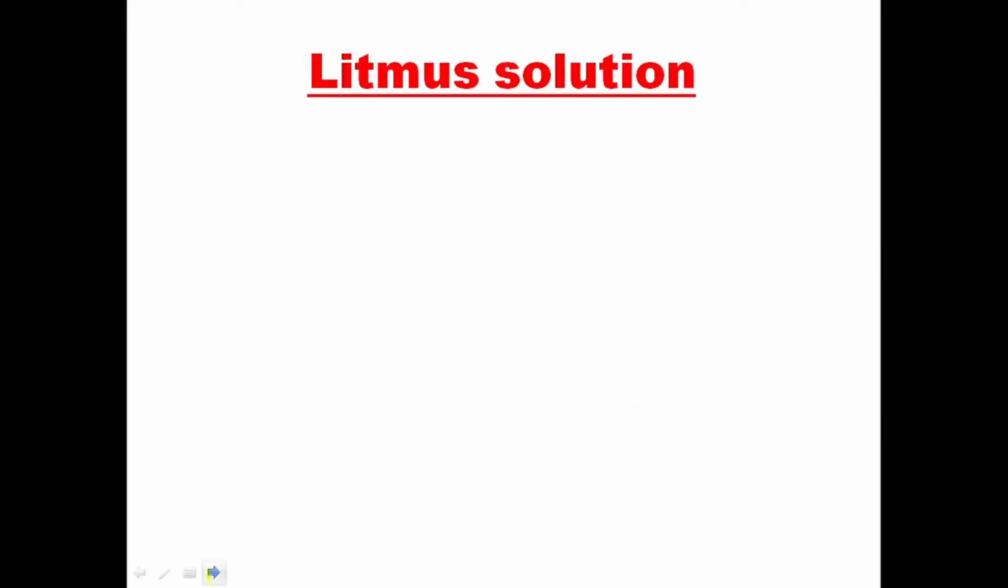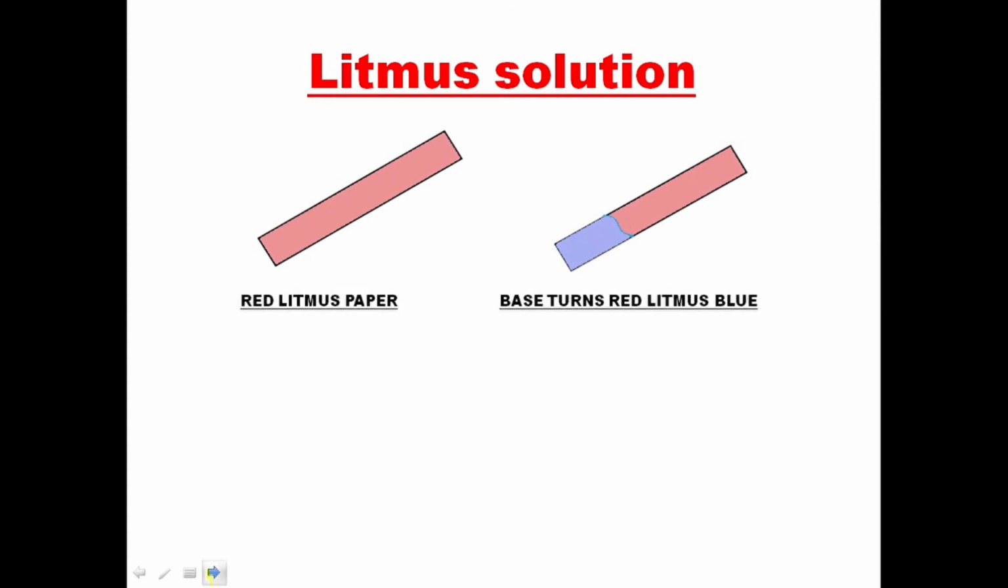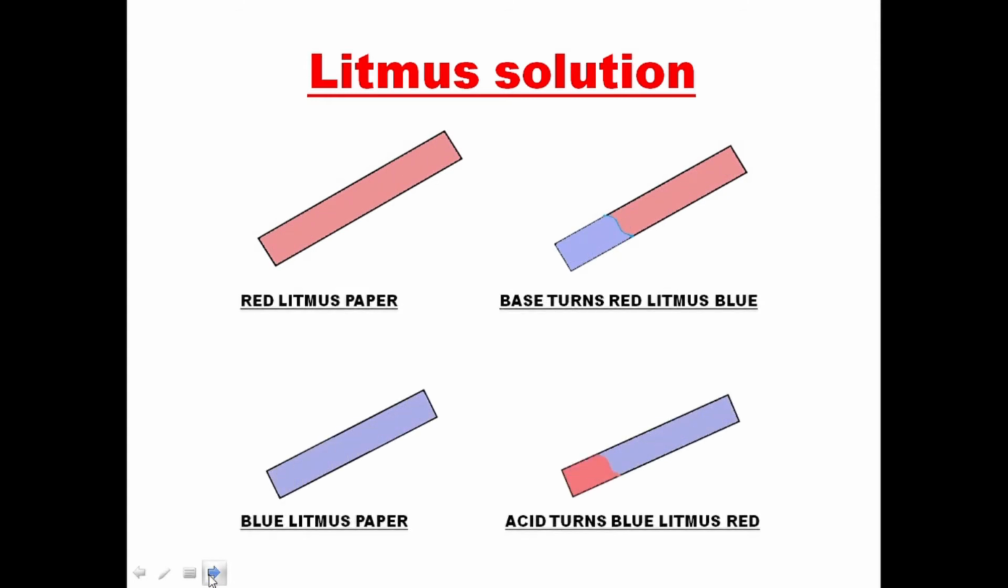So previously we discussed litmus solution having red litmus paper, blue litmus paper, and base turns red litmus blue and acid turns blue litmus red. Today we will try to understand red cabbage leaf extract as an indicator.